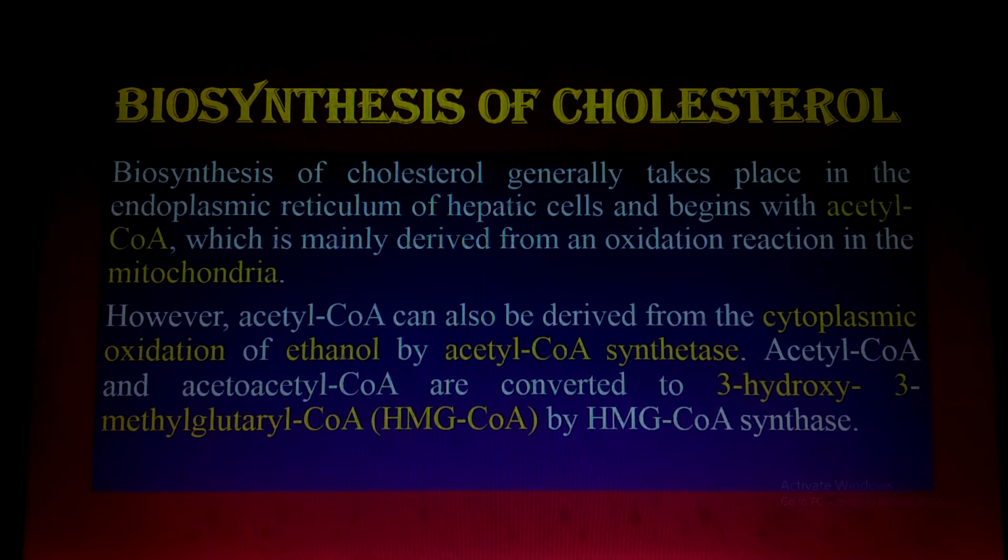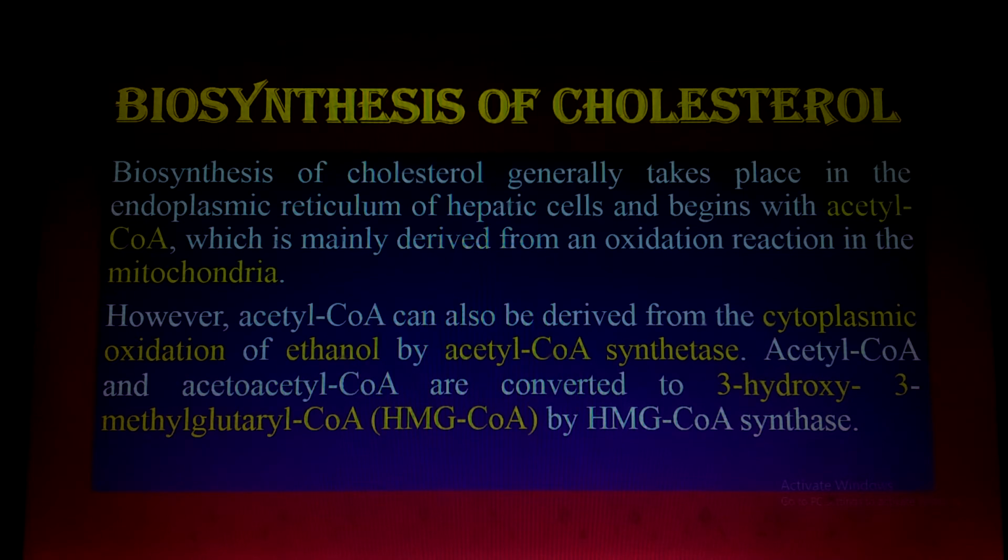And then acetoacetyl coenzyme A is converted into 3-hydroxy 3-methylglutaryl coenzyme A, and it is represented as HMG-CoA. HMG-CoA is produced by the enzyme which is known as HMG-CoA synthase.